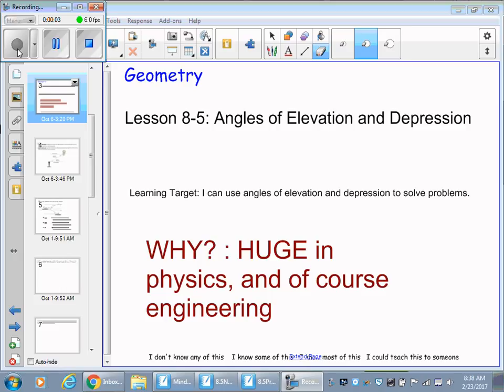Welcome to lesson 8.5, angles of elevation and depression. We use this a lot in physics and, of course, in engineering.